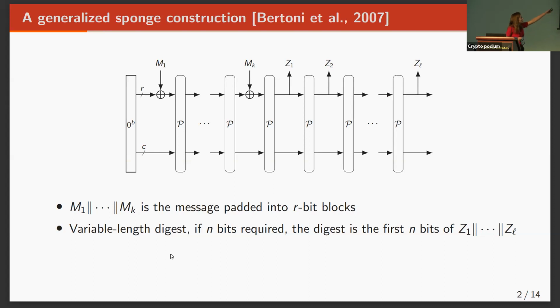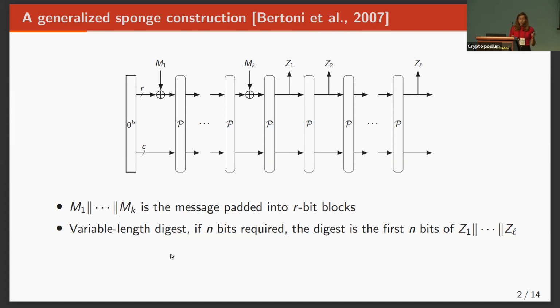The sponge operates on a state of size b bits, and it is split into 2 parts. The first one is called the outer part. It is made out of r bits, and r is called the rate. Then we have the inner part, which comprises c bits. c is called the capacity, and this is the security parameter of the sponge.